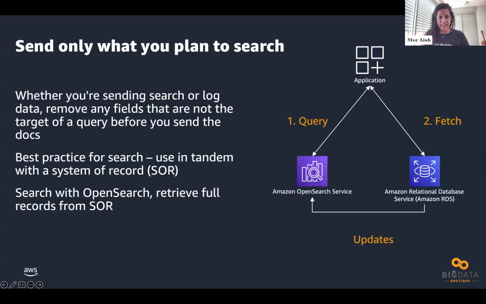Let's say an RDS instance, where all the data will be saved, and use OpenSearch Service only to query what you need to, only to index what you plan to query on. And if you need extra data afterwards, you can retrieve it from your SOR.